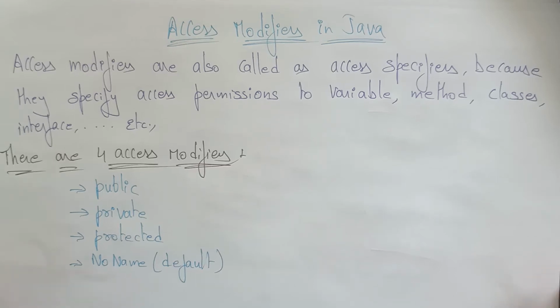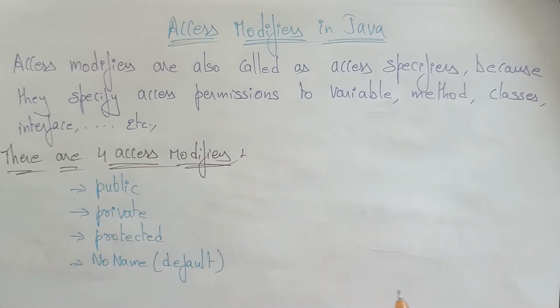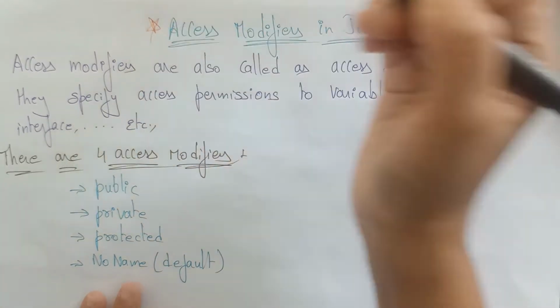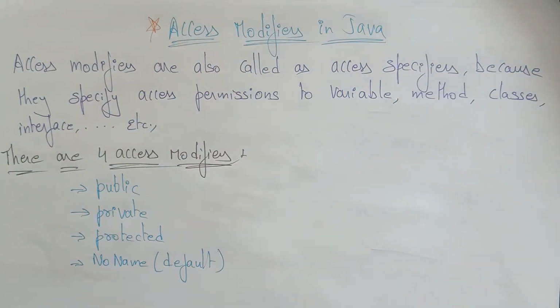Students, welcome back. Now coming to another topic, that is access modifiers in Java. Whenever you see the word access modifiers, you get public, private, protected in your mind, right? So now let's have a look at what these access modifiers are, and what happens if you declare something with public or private. Let's see.